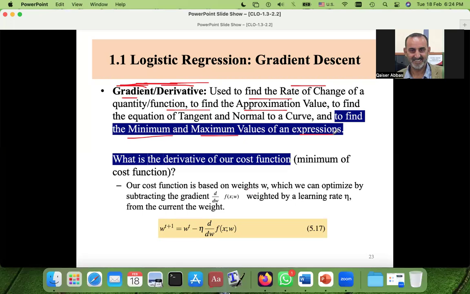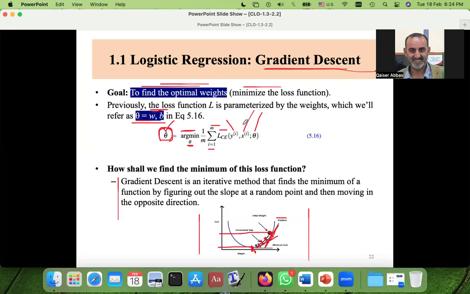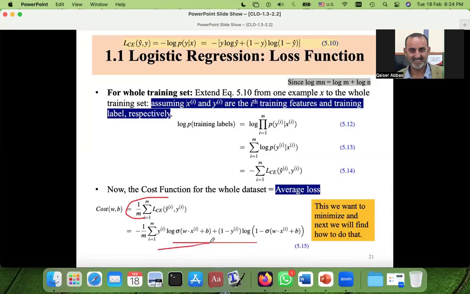And here we want to find the minimum of some equation. We have the equation. Now the new form of the equation is this, which we derived from that previous equation. And we want to find the minimum of that. So this is our starting point for the gradient.